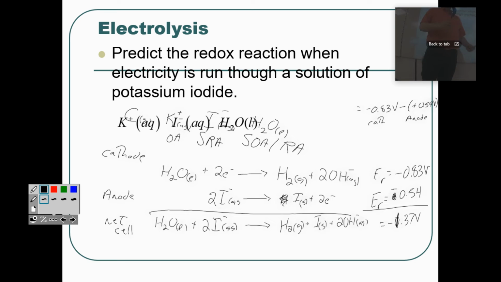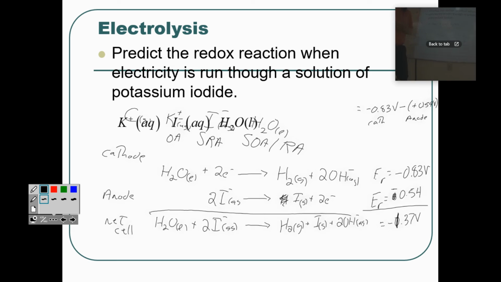Yes, that means this is a non-spontaneous reaction. It will not happen if you just let it sit there, until you force the electrons from one place to the other. So you have to connect a battery or some other type of electron pump, and at least 1.37 volts must be applied. A battery, a DC generator, something like that.